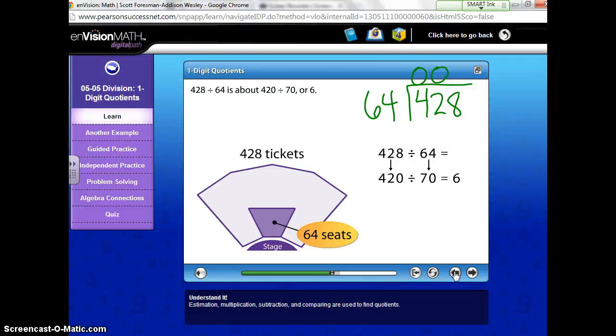Well, we don't know that, but here's a good way to do it. We can cover up the 8, we can cover up the 4, so that we're left with how many 6s are in 42. And that's about what? It's about 7. Now, we can try this. I don't know if it's going to work.